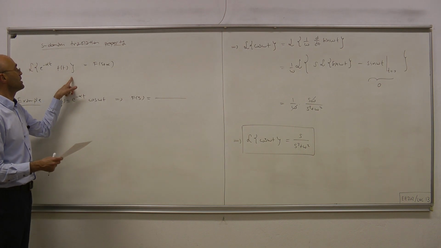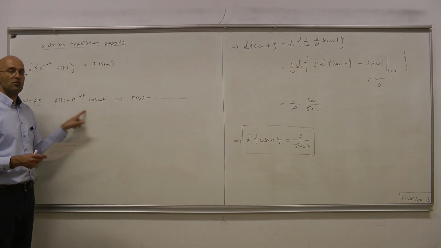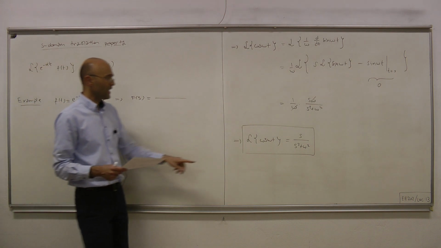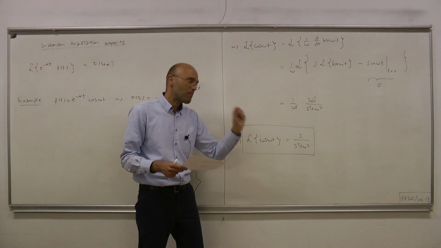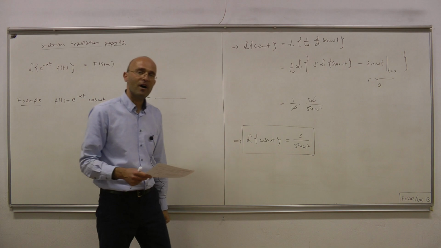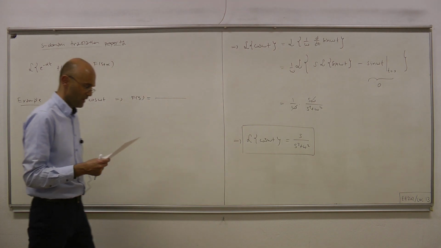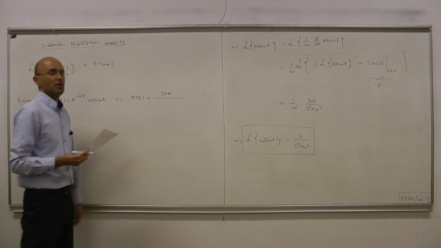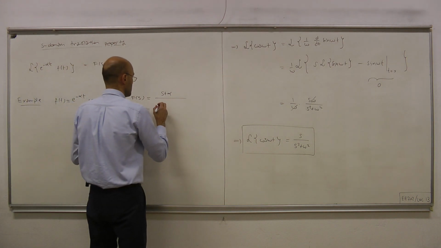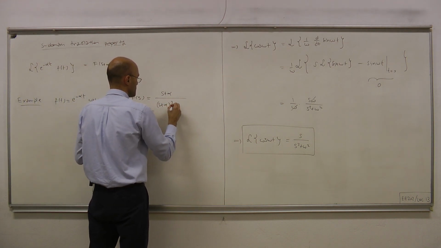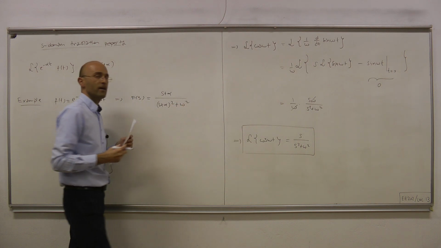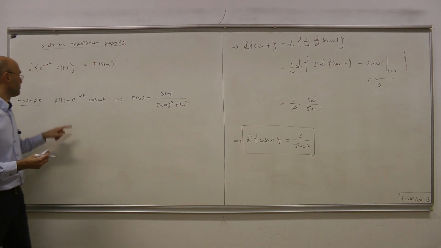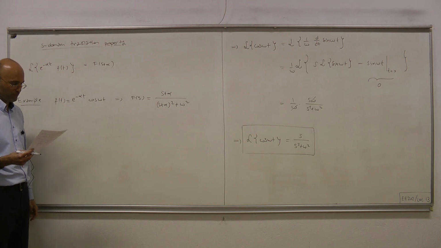And now this property tells us that the Laplace transform of this signal must be this expression here, except that you replace all the s's by s plus alpha. In other words, we have s plus alpha here and s plus alpha squared plus omega squared here. So that's the Laplace transform of this signal.